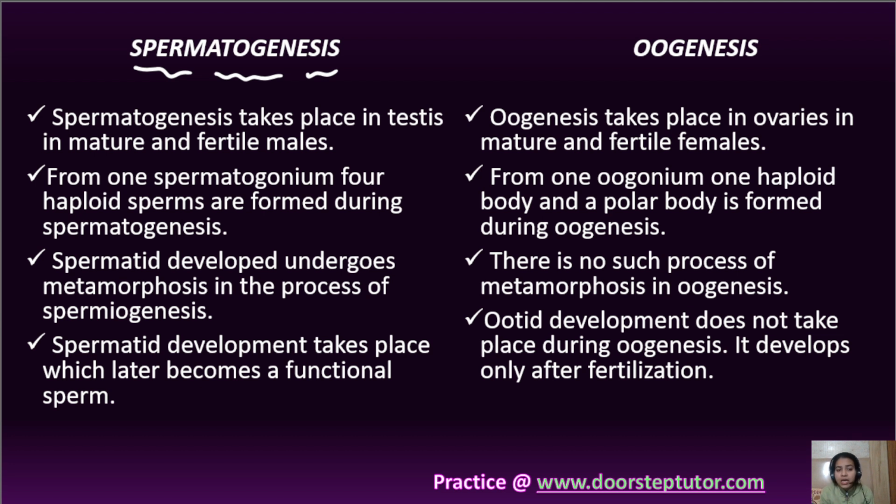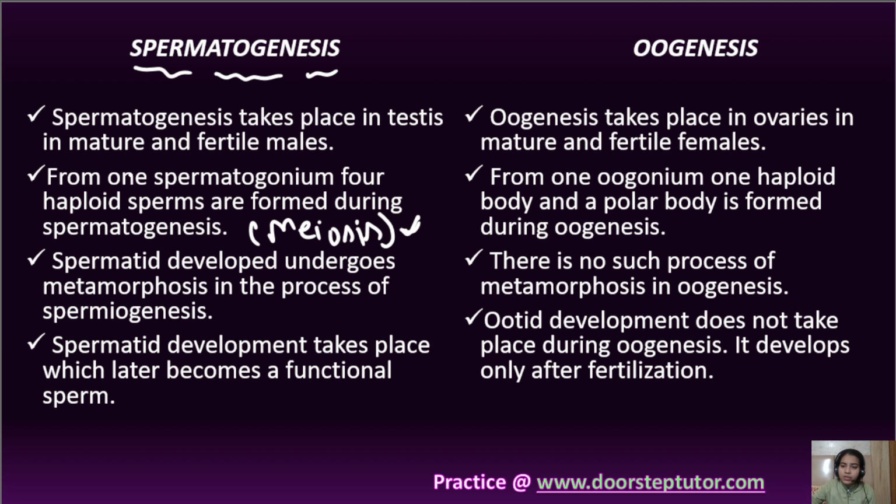Apart from this, from one spermatogonium, four haploid sperms are produced during spermatogenesis, and this is done by a process that is known as meiosis. Meiosis is actually a type of division which is responsible for the reduction of chromosome number. So the meiosis is done in these cells, and as a result, from one diploid cell, four haploid sperm cells are produced, or we can say from one spermatogonium, four haploid sperms are produced during the spermatogenesis process.